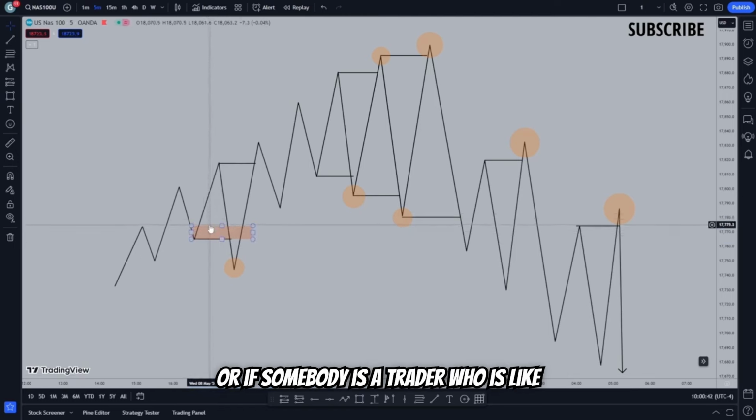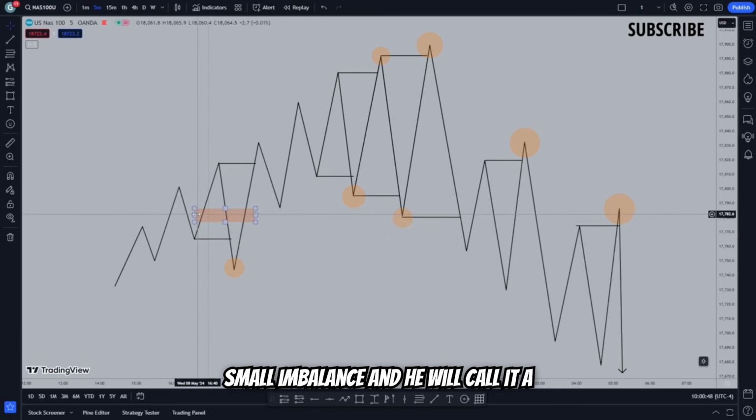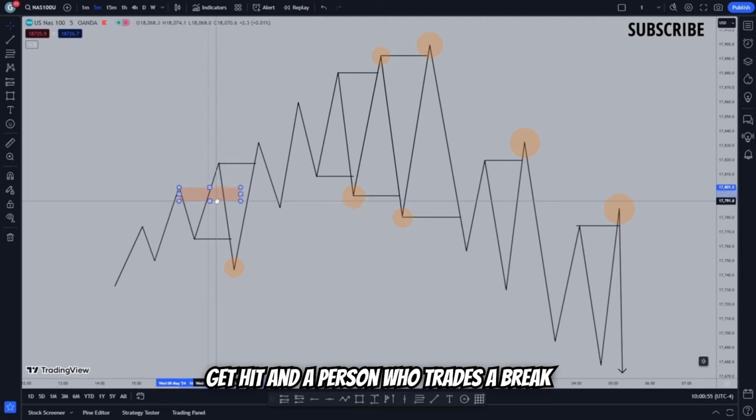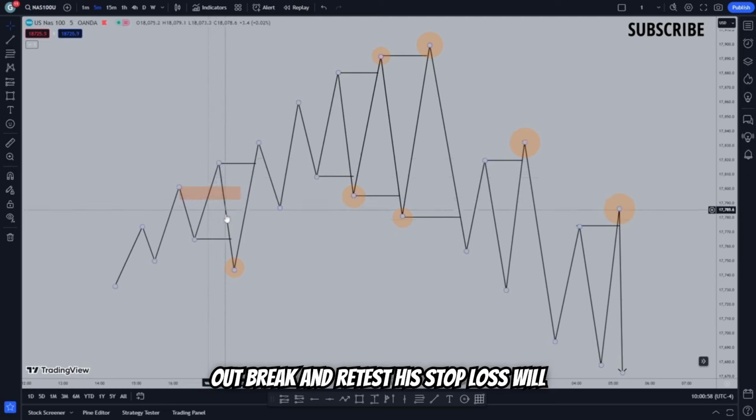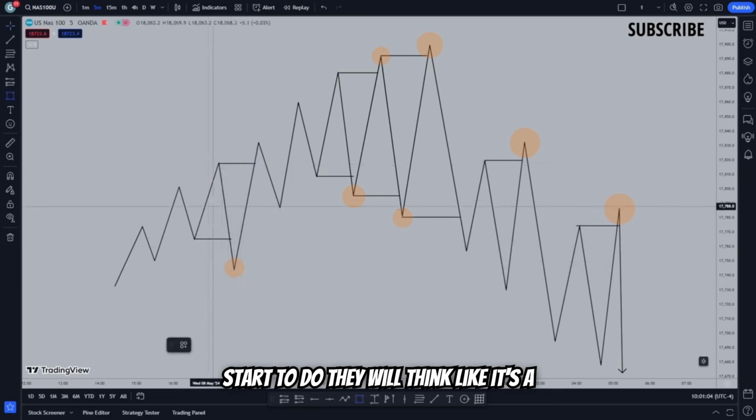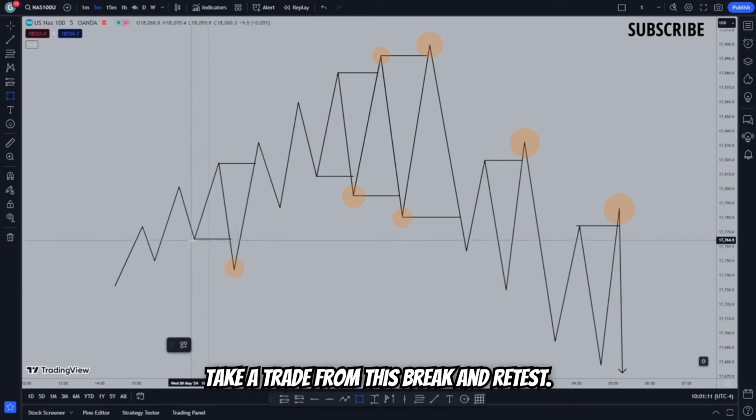Or if somebody is a trader who has a half knowledge about smart money concepts, he will find one small imbalance and call it a fair value gap over here, and he will take entry from here. His stop loss will also get hit. And a person who trades a break and retest, his stop loss will also get hit. So when his stop loss gets hit over here, they will think it's a market structure shift, and the market will start to fall from here. Okay, so they will take a trade from this break and retest.